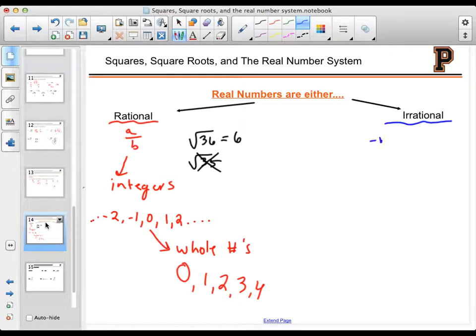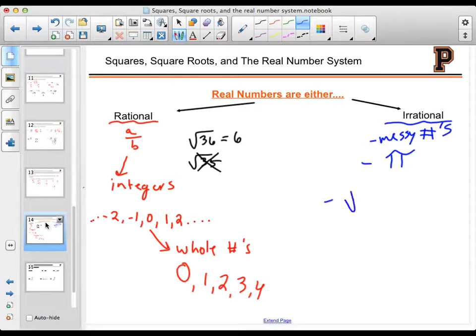Again, I kind of call these the messy ones. Messy numbers. One of the most popular irrational numbers is pi. You guys have probably seen pi a lot in 7th grade, 3.14159. It just never ends, it never terminates. These are all the irrationals.